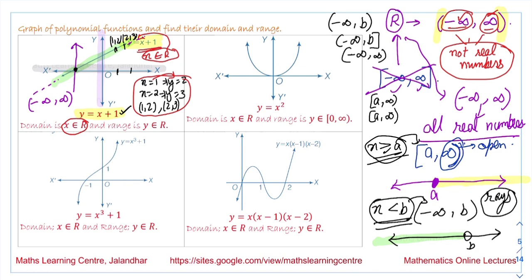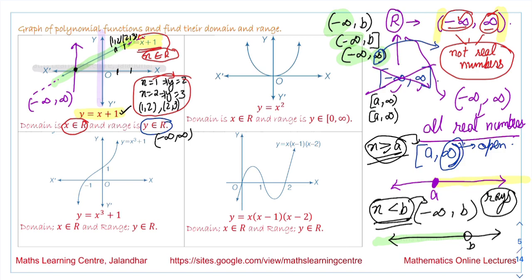I am again repeating over here that wherever we are writing minus infinity or infinity, this bracket should be an open bracket, because this interval cannot be closed, because infinity is not a real number. So the range we are saying over here is y belongs to R. So we can write that the range set is minus infinity to infinity.